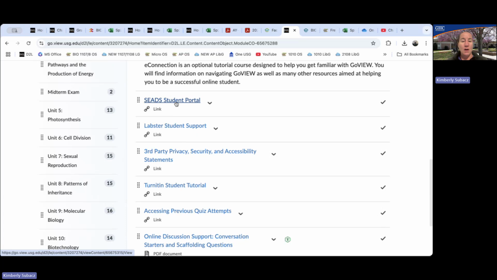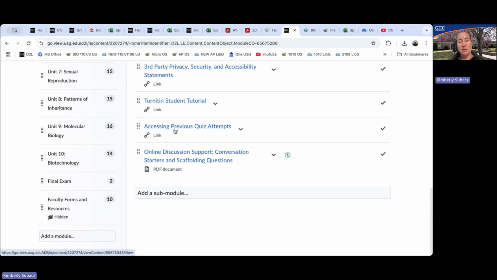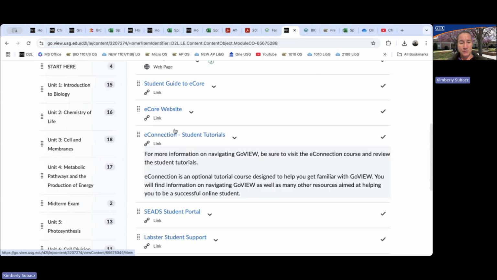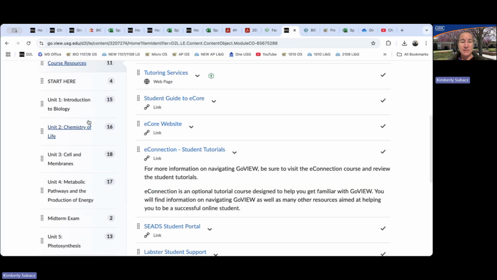Seeds student portal. Labster student support is here. Labster's usually really good about support if something's going on with your device and you just can't figure it out. Labster's usually really good about getting back to you about those things. And then you can see all of these other things here too. So those are some helpful resources. Let's get into the content.